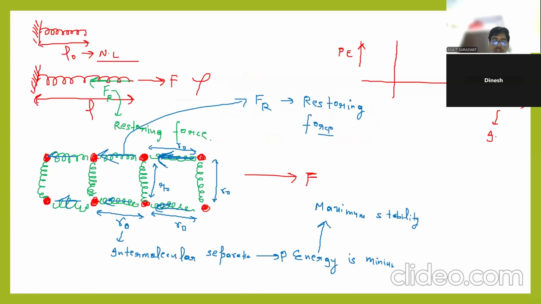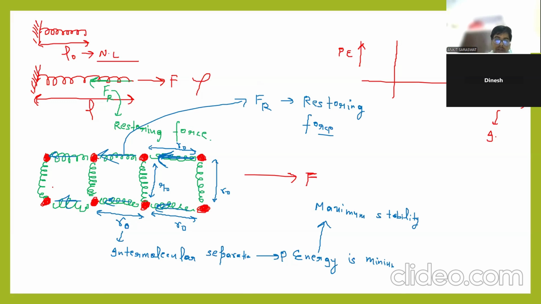Now I will explain what is potential energy. It is the energy associated with shape and size. Here all molecules are fixed. You can check, all molecules are fixed. They are fixed because they have potential energy. Some energy is being stored here. That's why they are fixed.